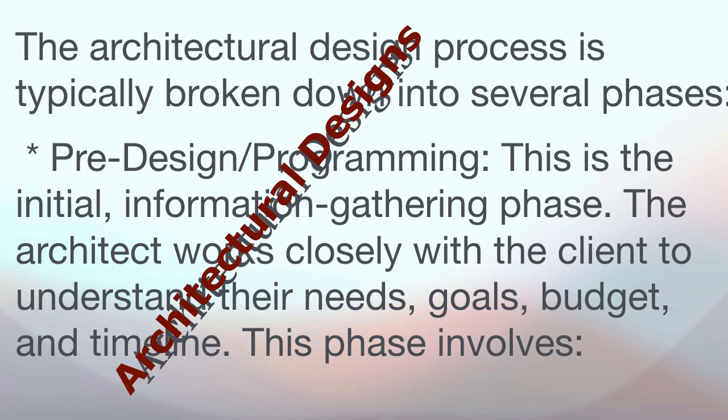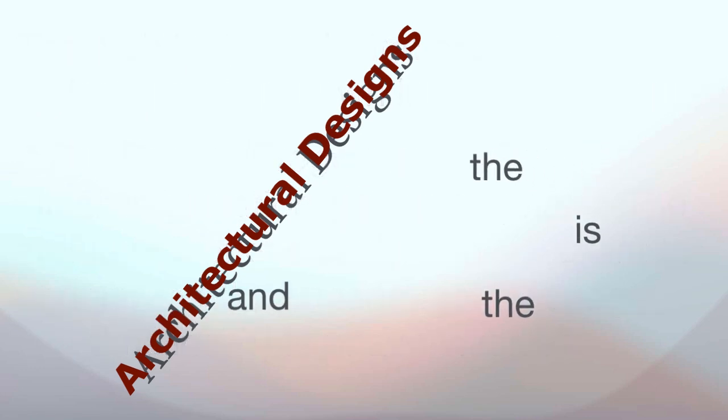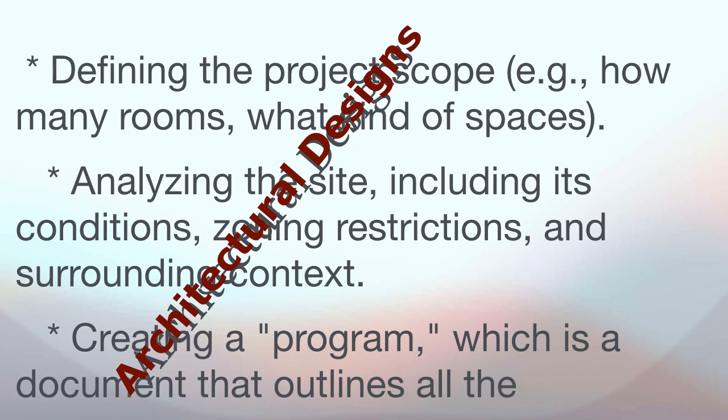Pre-design/programming. This is the initial information gathering phase. The architect works closely with the client to understand their needs, goals, budget, and timeline. This phase involves defining the project scope, like how many rooms and what kind of spaces. Analyzing the site, including its conditions, zoning restrictions, and surrounding context. Creating a program, which is a document that outlines all the practical needs of the design.